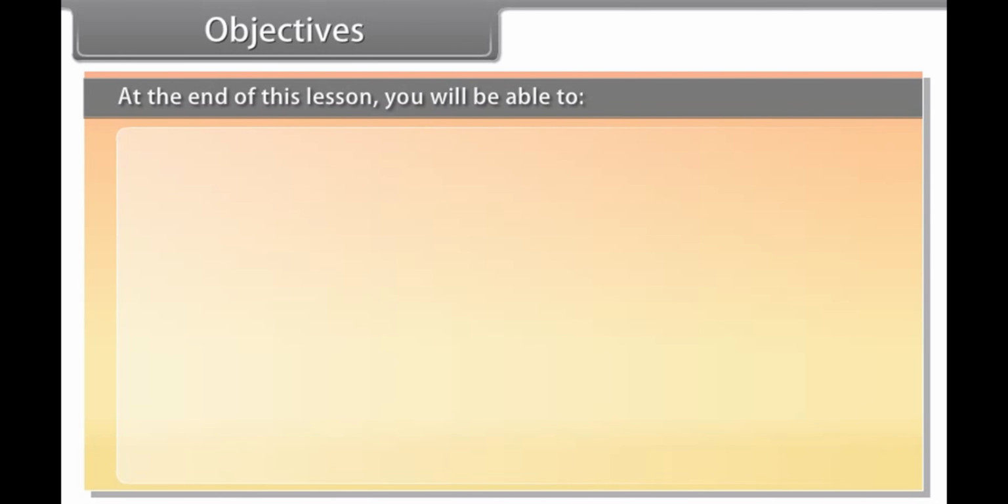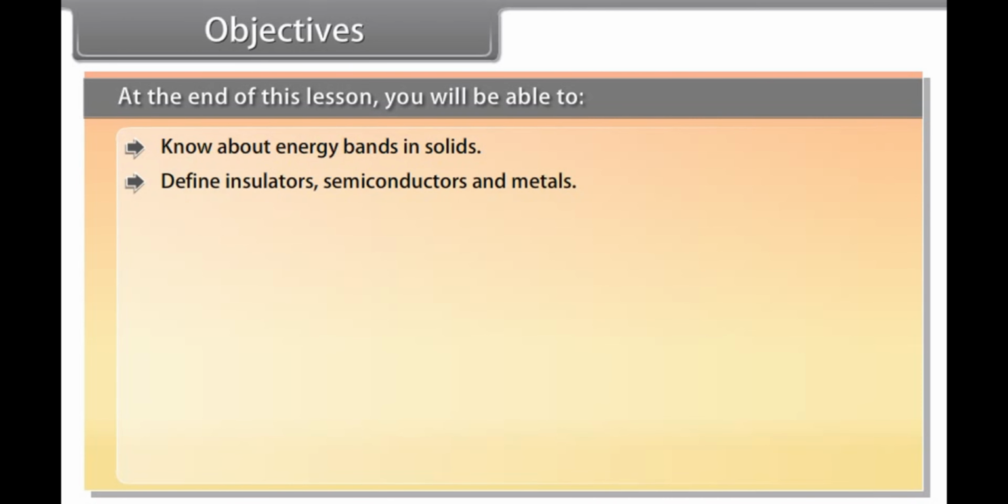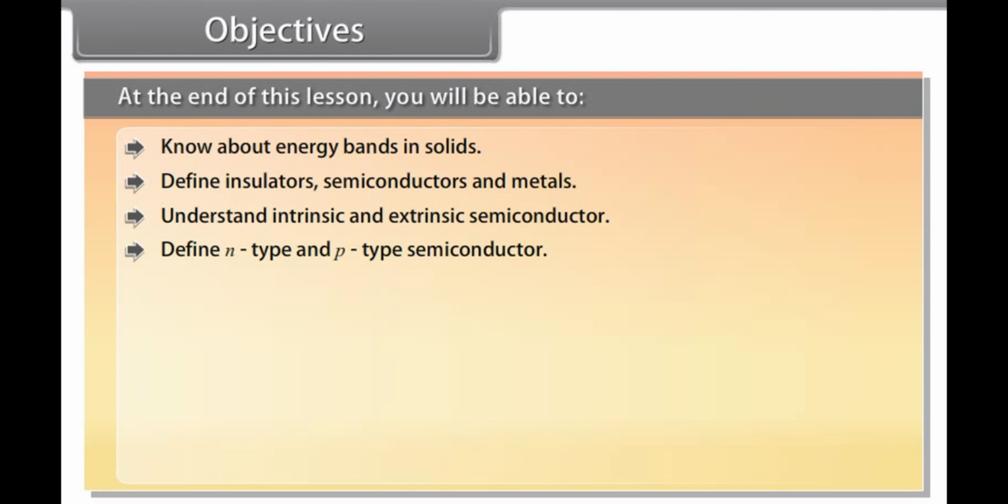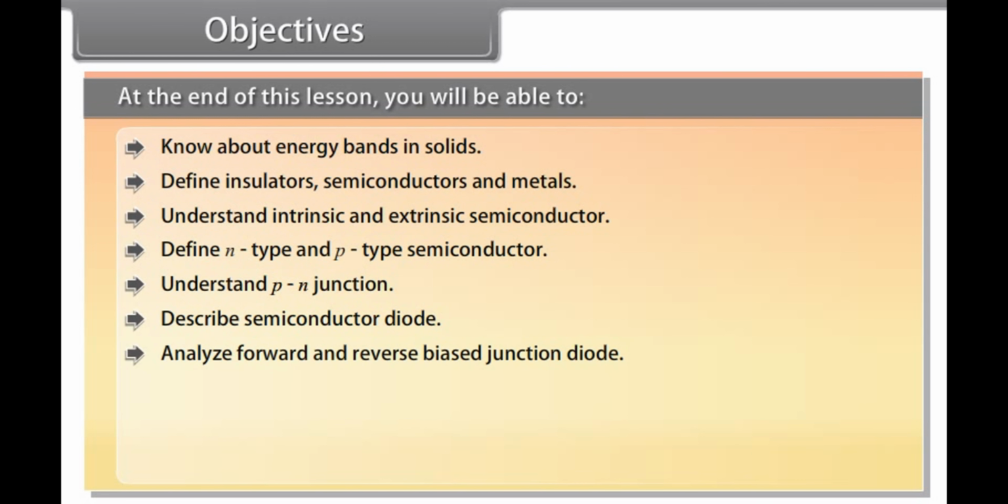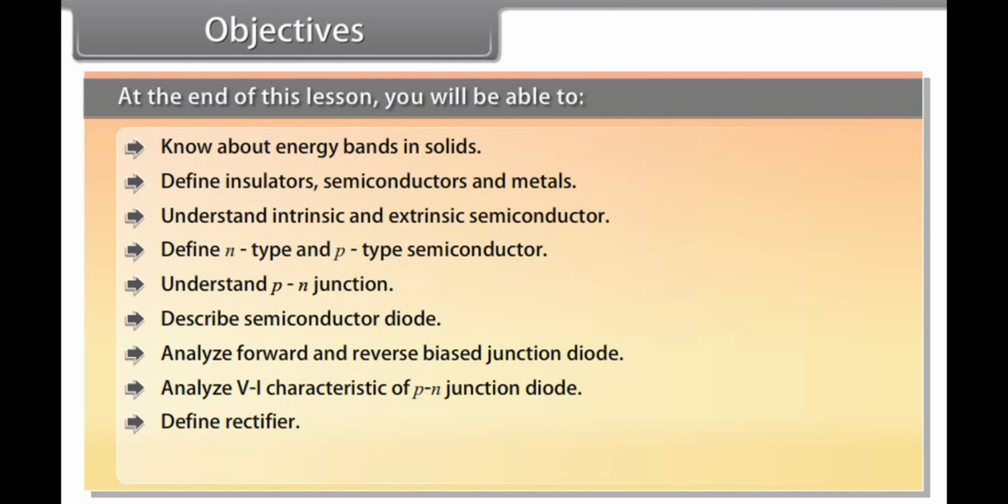Objectives. At the end of this lesson, you will be able to know about energy bands in solids, define insulators, semiconductors and metals, understand intrinsic and extrinsic semiconductors, define N-type and P-type semiconductors, understand the P-N junction, describe the semiconductor diode, analyze forward and reverse biased junction diode, analyze the VI characteristic of a P-N junction diode, define a rectifier, and explain the Zener diode.